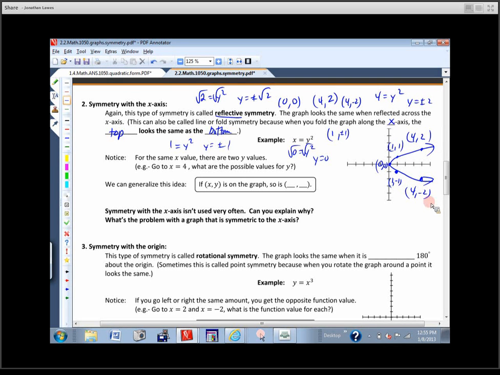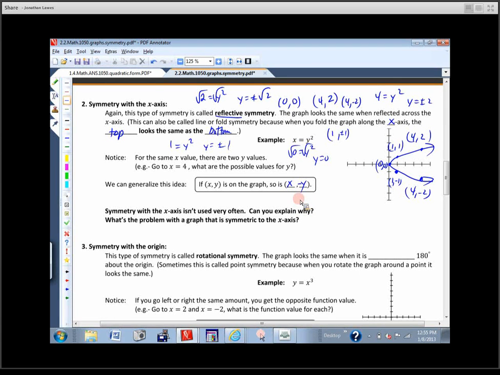So can I complete this little phrase right here? If x, y is on the graph, then so is x, negative y. Before, the x coordinate changed because we were trading right for left. Now it's the y coordinate that changes sign because we're trading top for bottom.